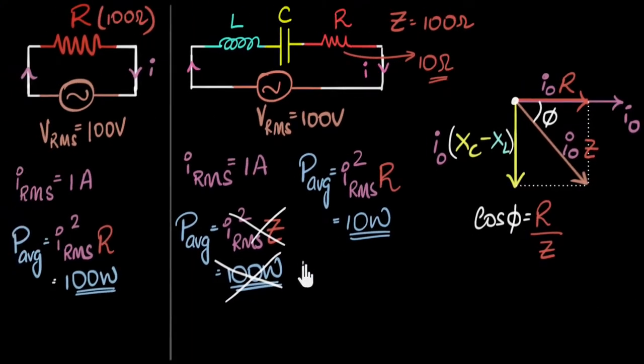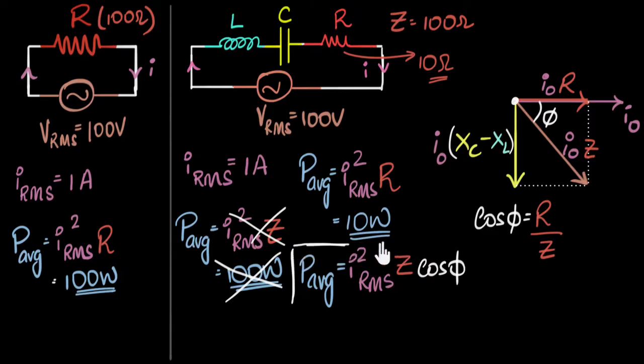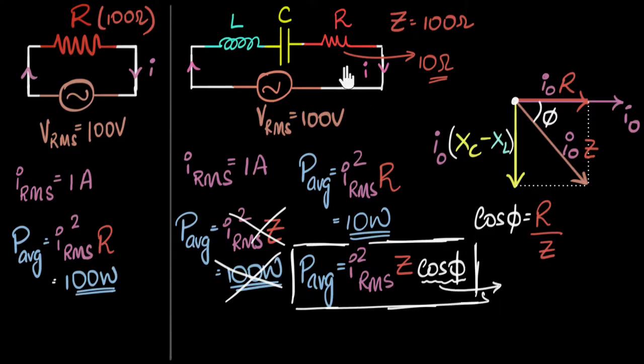And as a result, now I can say, hey, average power therefore equals I RMS squared times, instead of R, I'll say Z, the impedance, times cos phi. So this is the same expression as this. You'll get 10 watts itself. But now we are representing this in terms of the total opposition. And this number, cos phi, tells me how poor or how good my circuit is when it comes to power consumption. And so this number is called the power factor.